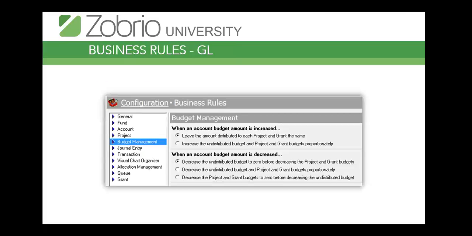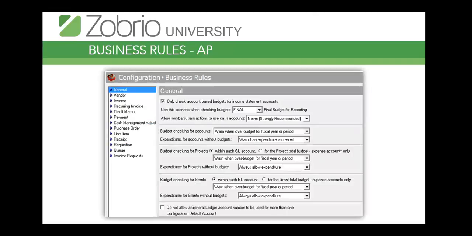There are some business rules in Financial Edge. If you're familiar with Financial Edge already, then you will know about some business rule settings. In the General Ledger side, there are just some rules that if you have the projects and grants modules as well, in budget management, whenever you adjust or increase or decrease the budget, there's some options to decide what you want to do there. On the accounts payable side of things, you can use a budget scenario to check for over budget expenditures and decide what you want to do.